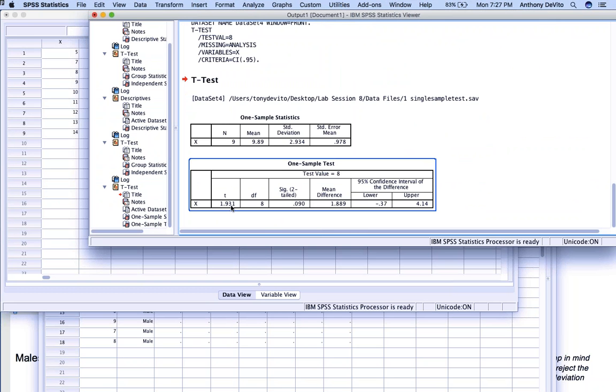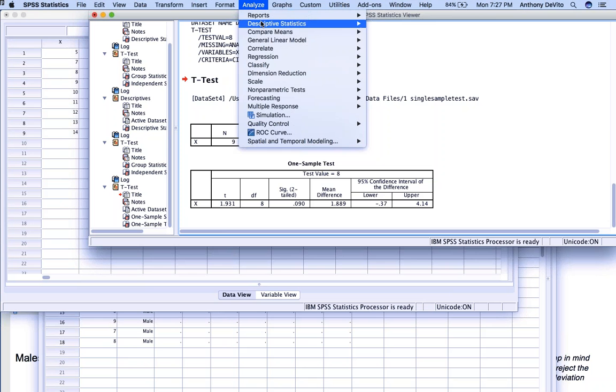T comes out to be 1.933. What's the probability of being wrong if I reject my null hypothesis? It is 0.09. It's greater than my acceptable level of error, my alpha error. Greater than 0.05, so I fail to reject my null hypothesis. Let's go back and do it again.